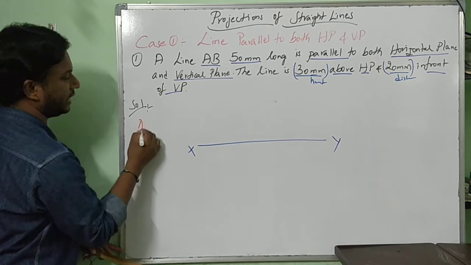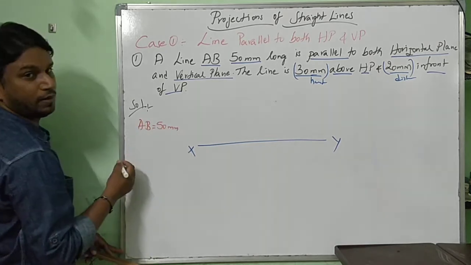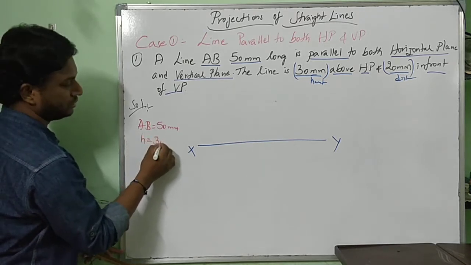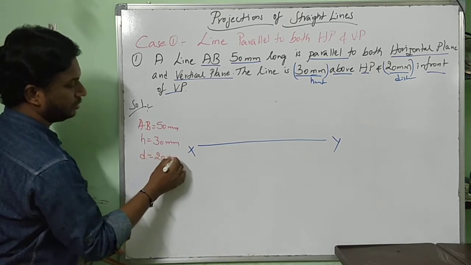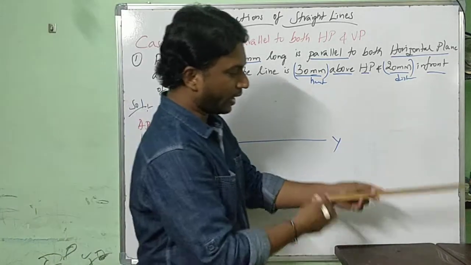See, the first given line is AB of what length? 50 mm, right? It is at height h of how much? 30 mm. It is at a distance of how much? 20 mm. So for that, height h.